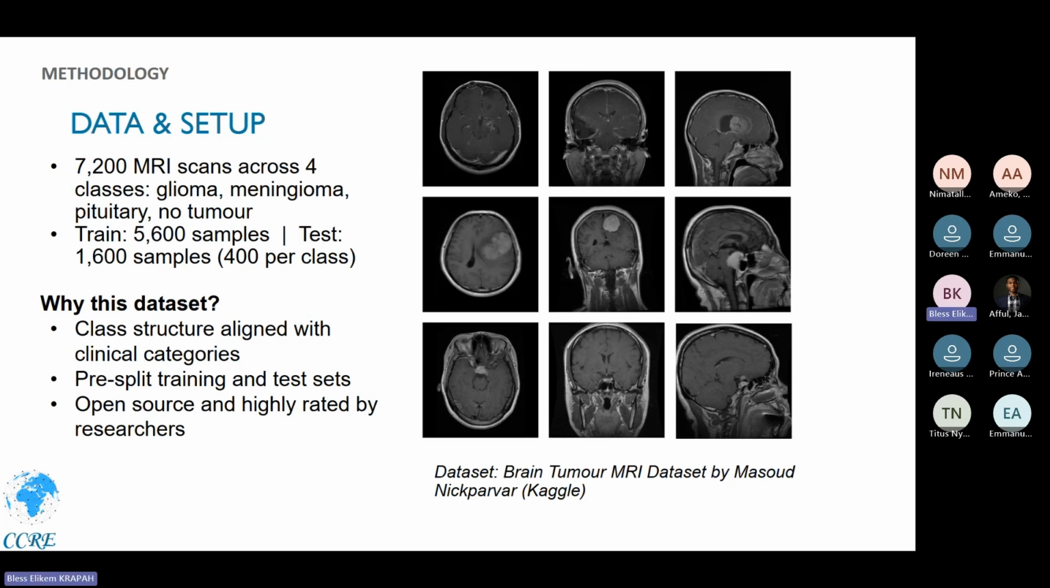So for our dataset, we went with 7,200 image scans grouped in 4 classes, with 1,400 images per class for training and 400 per class for test. The test set is held out completely during training. We went with this dataset because it's one of the most cited datasets on Kaggle, highly voted for its use, and it conforms with clinical usefulness, meaning it was already classified in the 4 main classes that we classify tumors, and it was not just a no tumor and tumor class dataset.